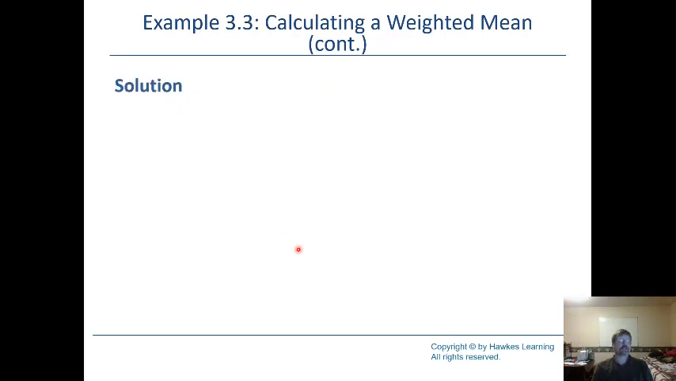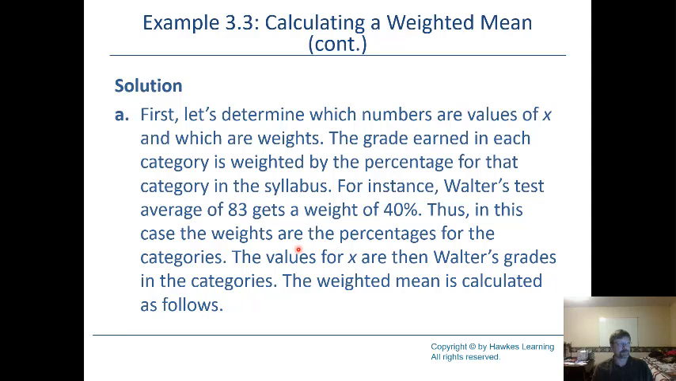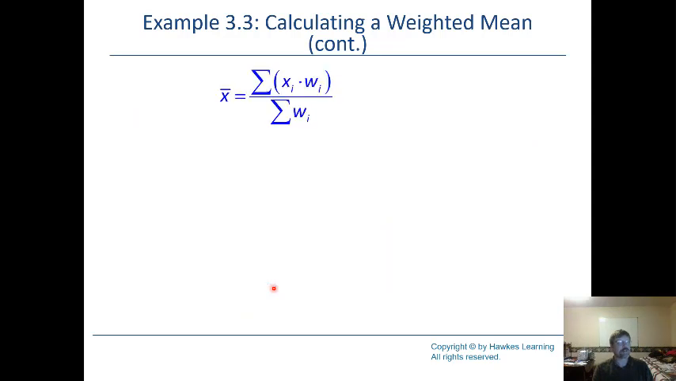Okay, so let's do our solution here. Hopefully you've all got this, and I'm going to step through this somewhat again, so you should be able to follow the logic and see if you've done something wrong and where. So Walter's test average of 83 gets a weight of 40%. Weights are the percentages for the categories. Values for X are Walter's grades in the categories. So there's our formula.